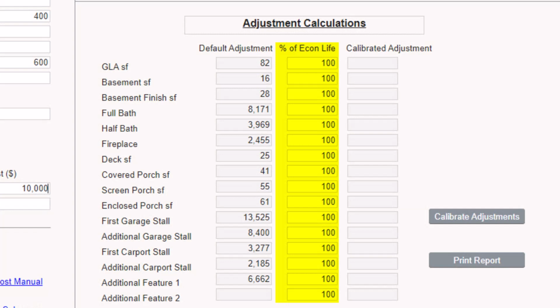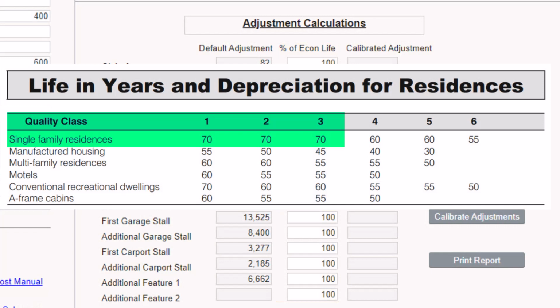This is illustrated by the deck, which has a lifespan of 20 years. The National Association of Home Builders states that a deck has a lifespan of about 20 years. 20 years is only 33% of the 60-year economic life assumption of a Q4 house. The National Building Cost data that is included in your subscription develops their cost data from assumptions about economic life. 70 years for Q1 through Q3, 60 years for Q4 and 5, and 55 years for Q6.